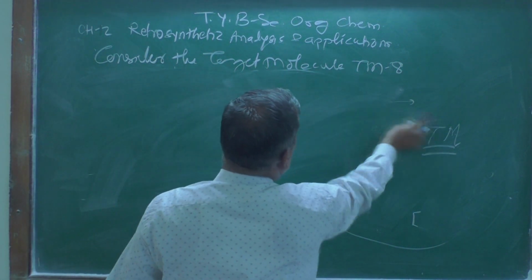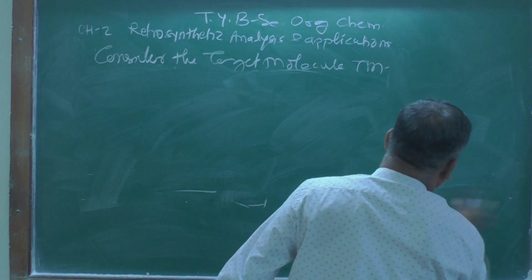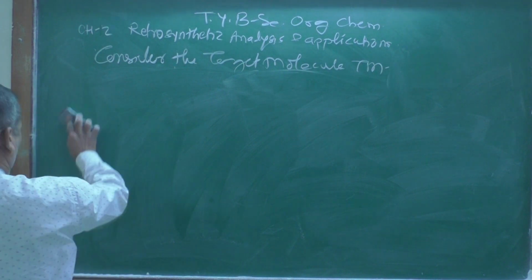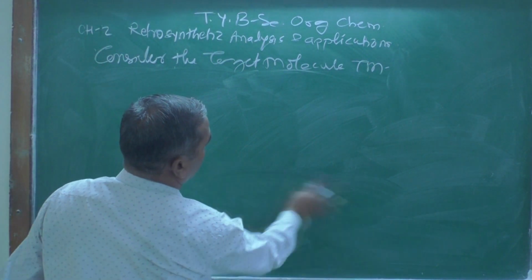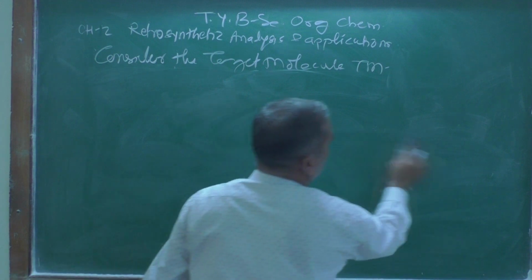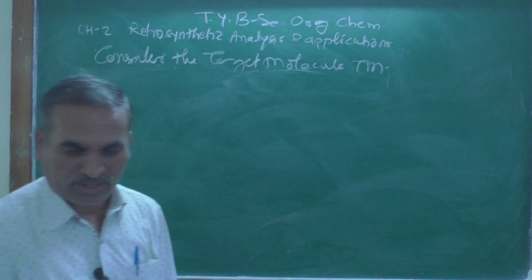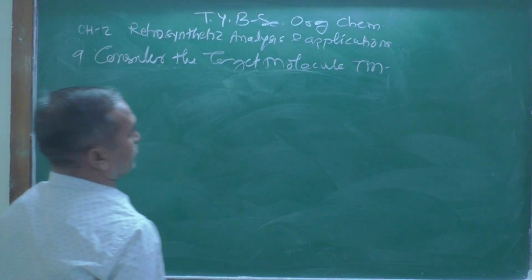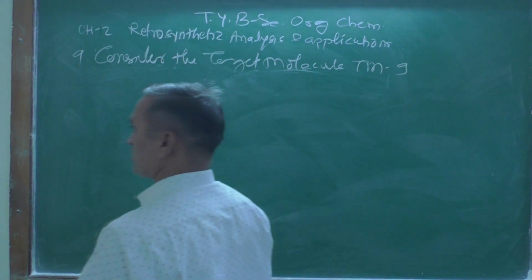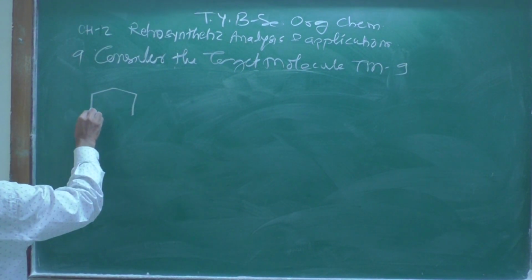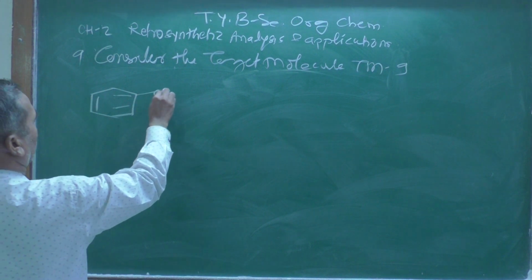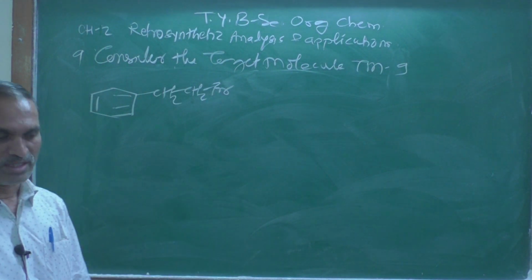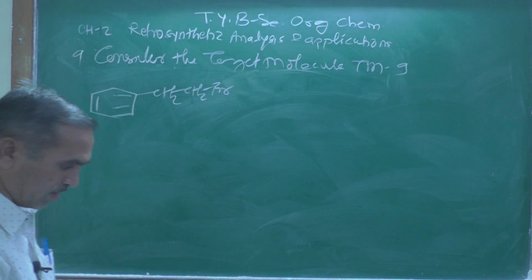Let me clean the board again so that we can see the retrosynthesis as well as the actual synthesis of those molecules clearly. Now let us see another molecule, molecule number 9, I think this one. This is the molecule which is given in the book. Whatever molecules are given in the book, those are what I am considering. This is our target molecule.